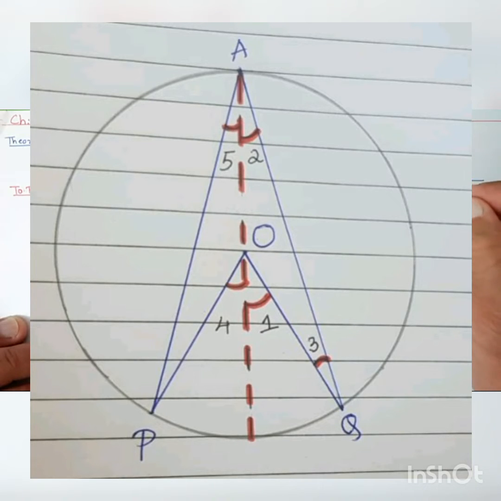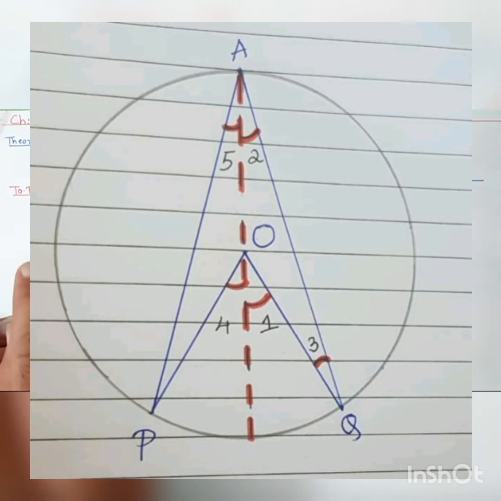Now I have marked angle 1, 2, 3, 4 and angle 5. I have marked the different places, and we have to prove that angle POQ is equal to 2 times angle PAQ. So just draw this figure in your notebook, and when I am explaining, please refer to it.